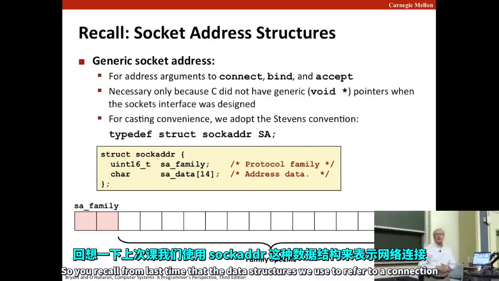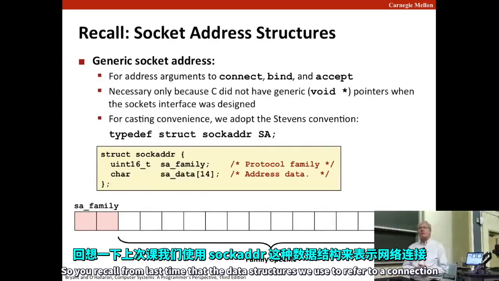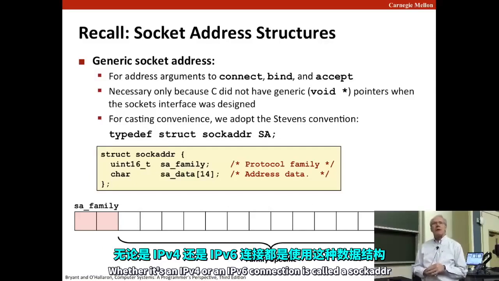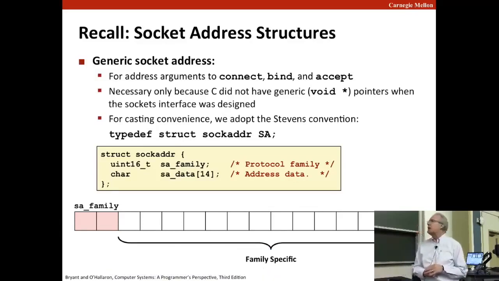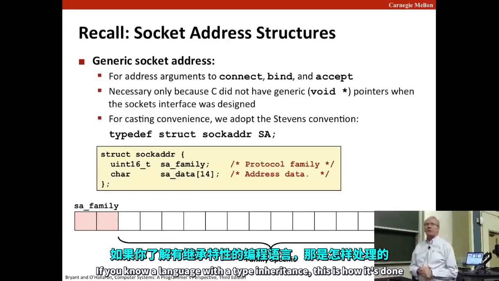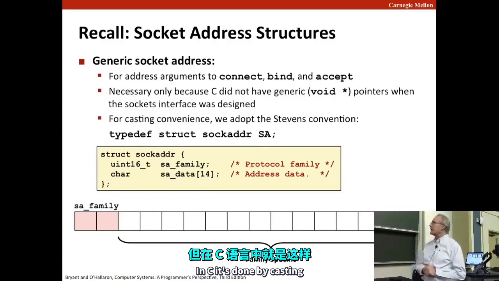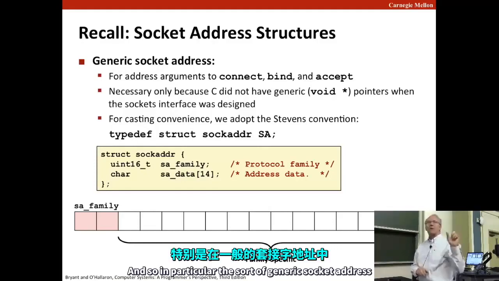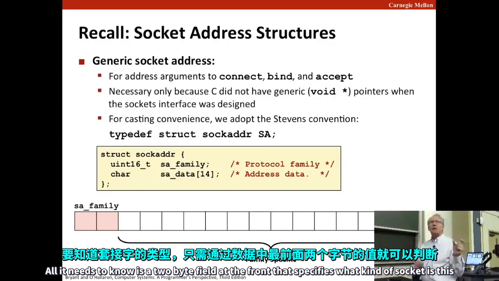So you recall from last time that the data structures we use to refer to a connection, whether it's an IPv4 or an IPv6 connection, is called a sockaddr. And as I mentioned, this is the C version of subtyping, if you know a language with type inheritance. This is how it's done in C. It's done by casting. And in particular, the generic socket address, all it needs to know is a 2-byte field at the front that specifies what kind of socket this is.